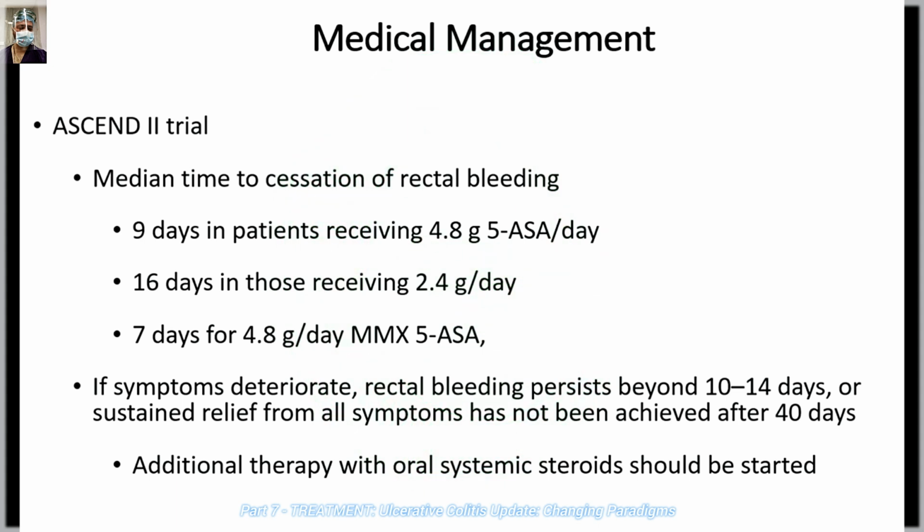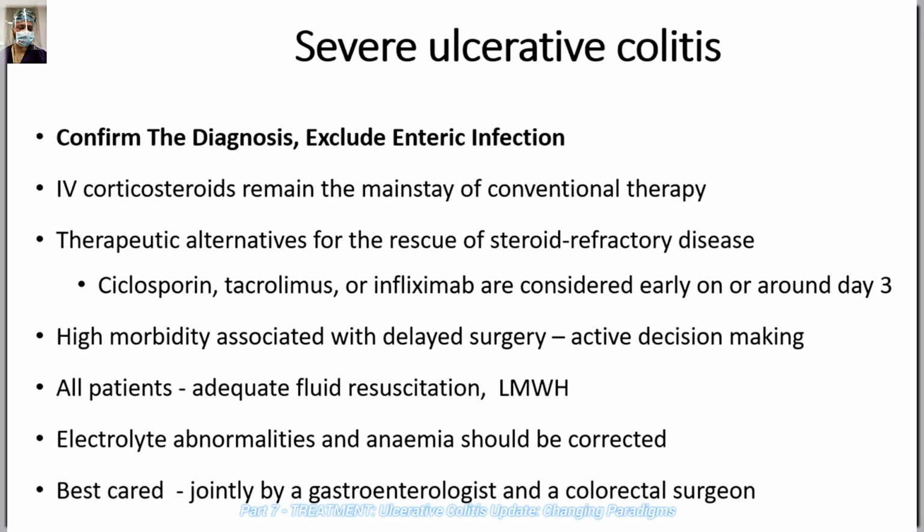For severe ulcerative colitis, confirm the diagnosis and exclude enteric infection. We have to rule out Clostridium difficile, as I've already emphasized that for every flare-up or for severe colitis, we have to rule out Clostridium difficile infection and CMV infection. IV corticosteroid remains the mainstay of conventional therapy. Therapeutic alternatives for rescue of steroid refractory disease are cyclosporin, tacrolimus, or infliximab, and they should be considered early on, around day 3.